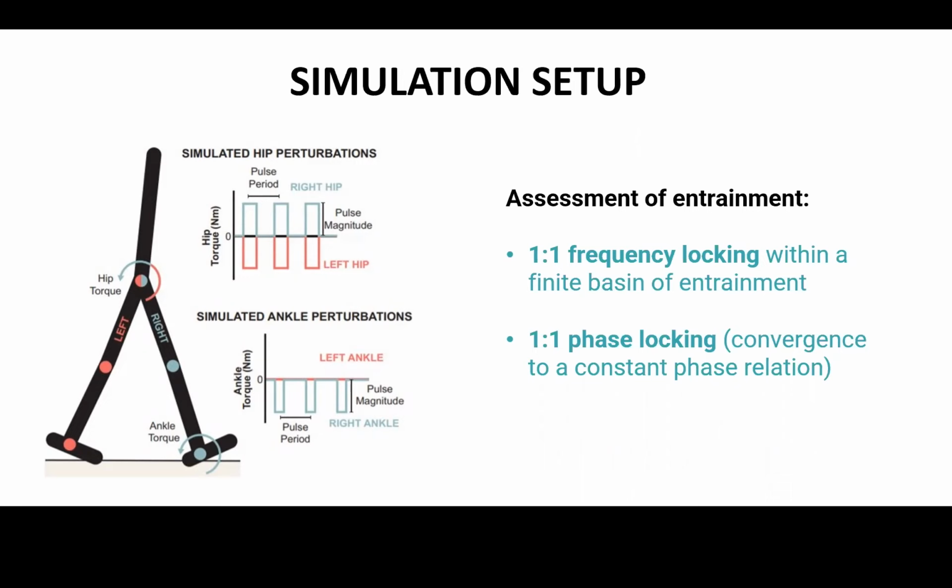In order to assess whether the model has entrained or not, we used 2 criteria. The first one was one-to-one frequency locking, which means that the model stride period should converge to the applied perturbation period. The second one was one-to-one phase locking, which is basically having a constant phase relation with the pulses.